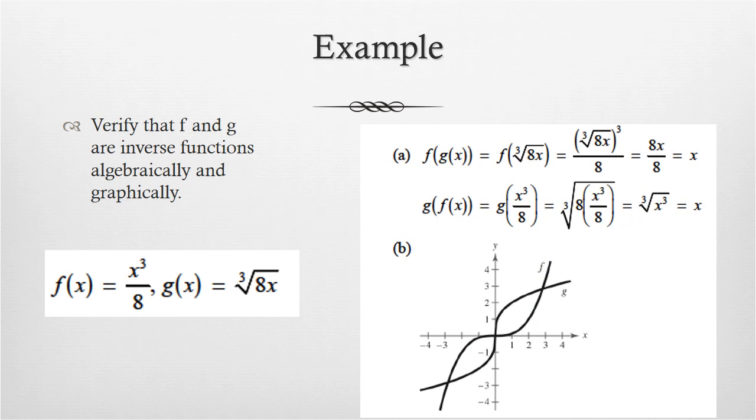Okay, so here we have them composed. We're going to put the cube root of 8x in place of x in f, which gives us the cube root of 8x cubed over 8, or 8x over 8, which is x. When we compose them the other way, we have x cubed over 8. We're going to multiply that by 8 and take the cube root. The 8's cancel. We have the cube root of x cubed, which is just x. And then b is the graph, and you can see that they do indeed reflect each other across the line y equals x.